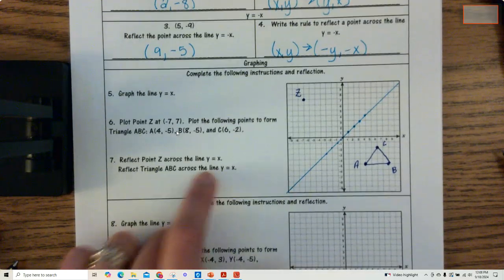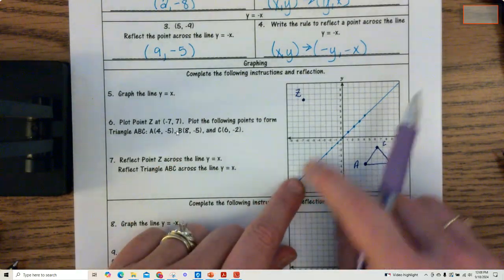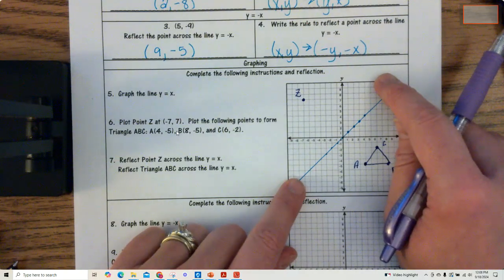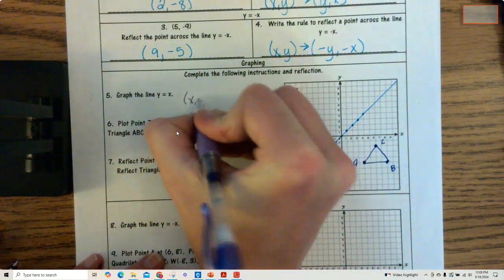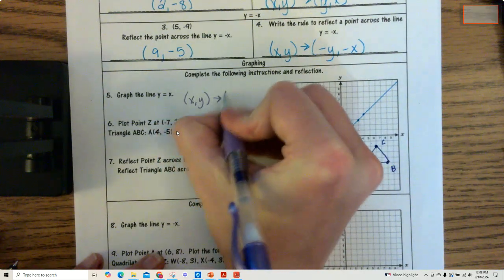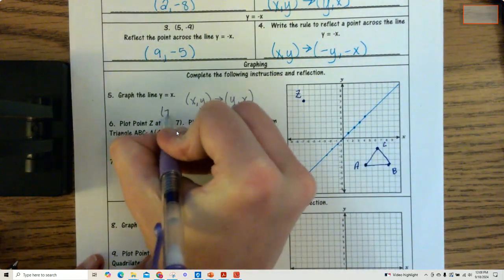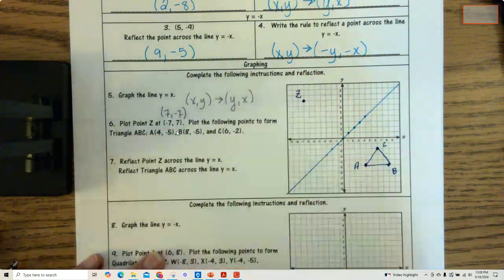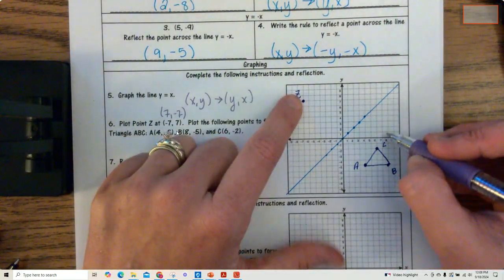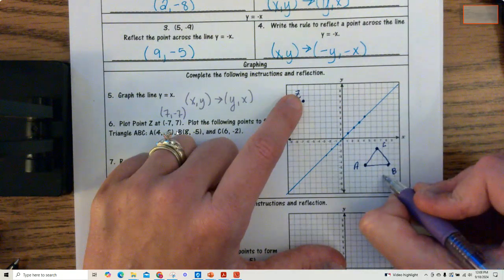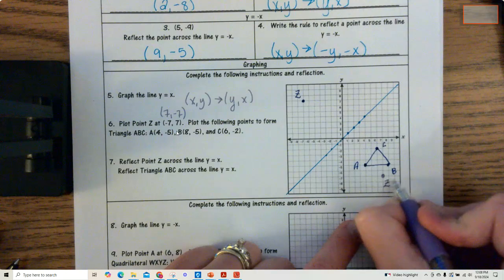All right, finally, we're going to reflect these. So we're going to reflect point Z across the line. So across this line, the rule is x comma y turns into y comma x. We just take the ordered pairs and we reverse them. So Z, if I reflect it, would be at 7, negative 7. And that would be Z prime.